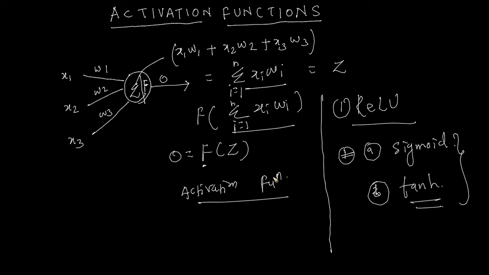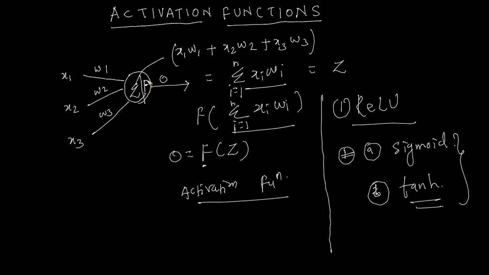Let us see these functions one by one. Sigmoid is denoted by sigma of z. The function I'm talking about, f, can be ReLU, sigmoid, or tanh. These are the three popular activation functions. ReLU is most popular now, but before ReLU, as I said, sigmoid and tanh were the most popular.